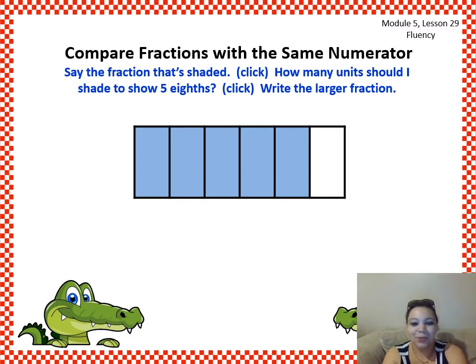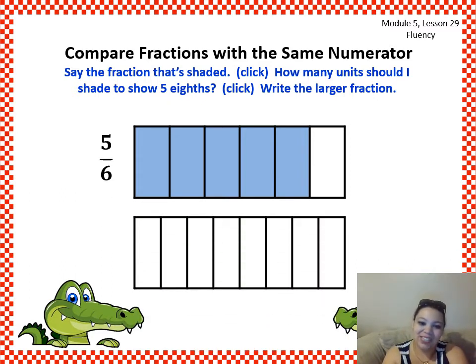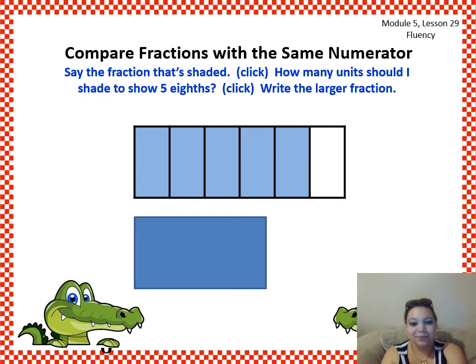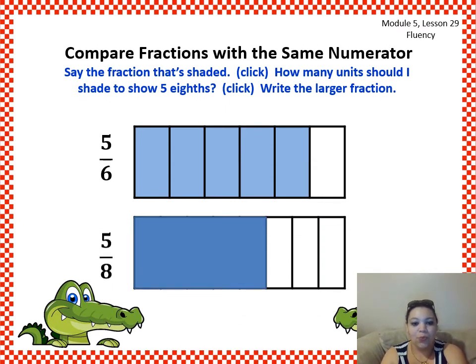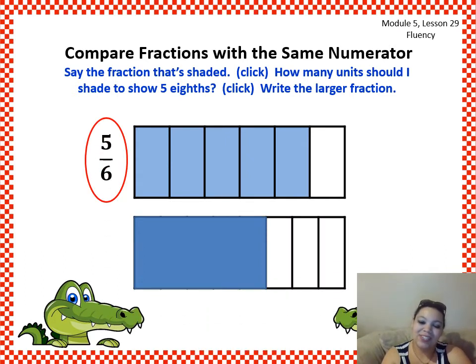All right, let's try another one. What fraction is shown in this picture? Yes, it is 5/6. So let's compare it against 5/8. When looking at 5/6 versus 5/8, which one is going to be the greater fraction? Yes, 5/6 because it has the same numerator, but its denominator is smaller, which means it has bigger pieces. So 5/6 is going to be greater than 5/8.